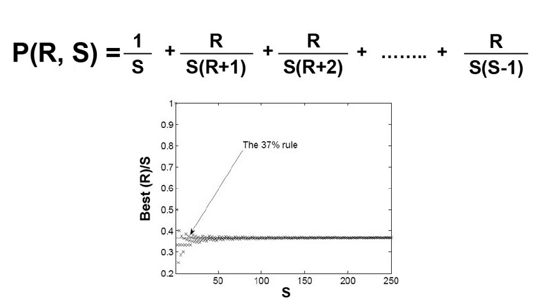If we use a computer, we can see that if we increase the value of S, the value of R approaches 1 over E, or 37%.